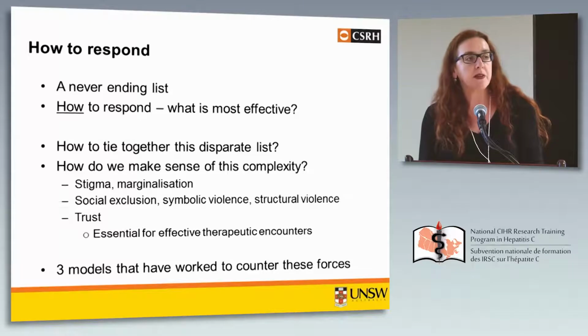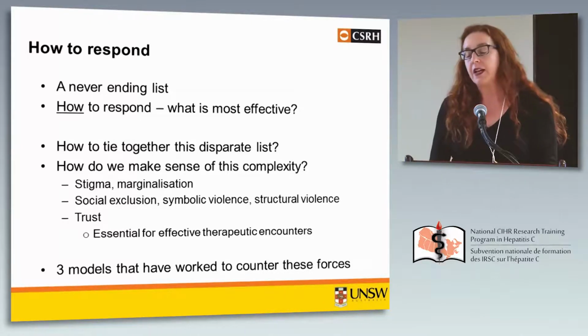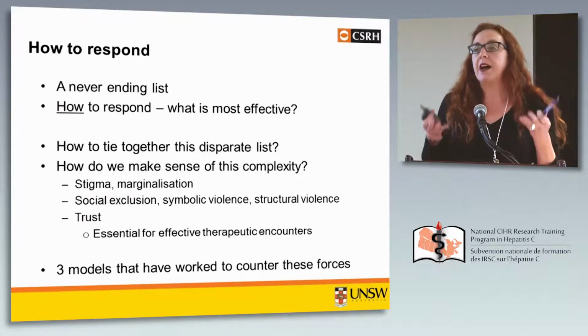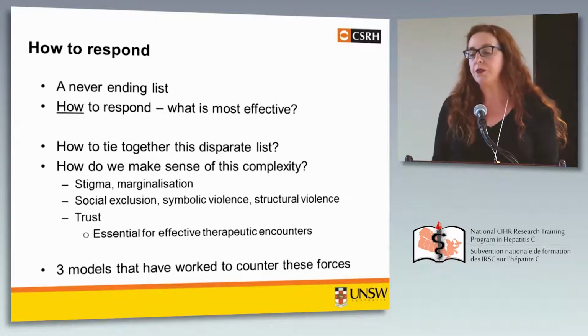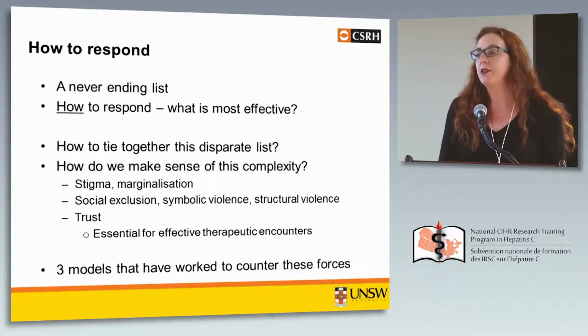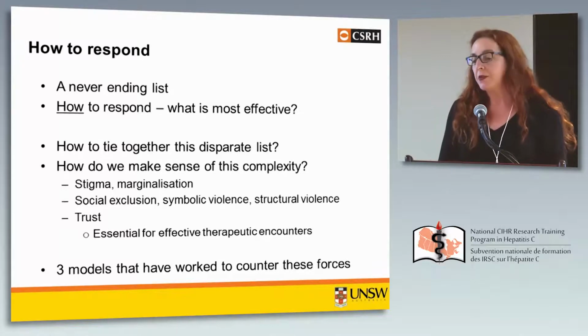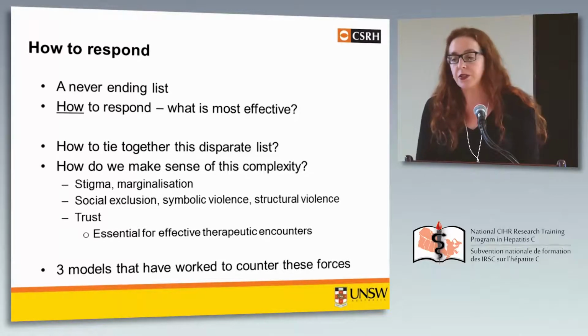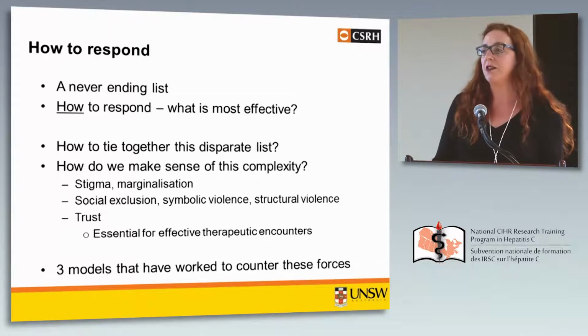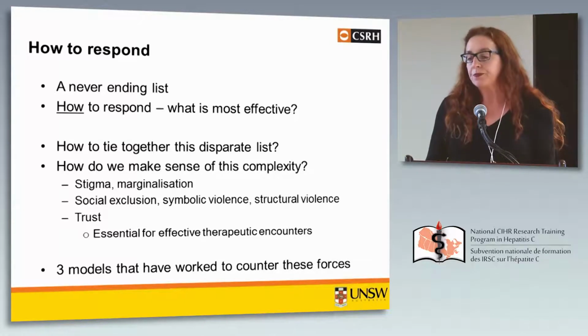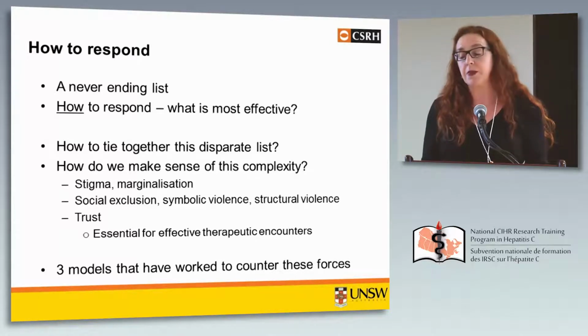What I do want to spend the time I've got allocated today is to take a couple of steps up to look at a kind of a helicopter view, draw on some ideas and concepts from social theory to help tie together this complexity. So I'm going to be speaking about stigma, social exclusion, symbolic violence, structural violence, and in particular trust. And I'll explain all of these as we go.